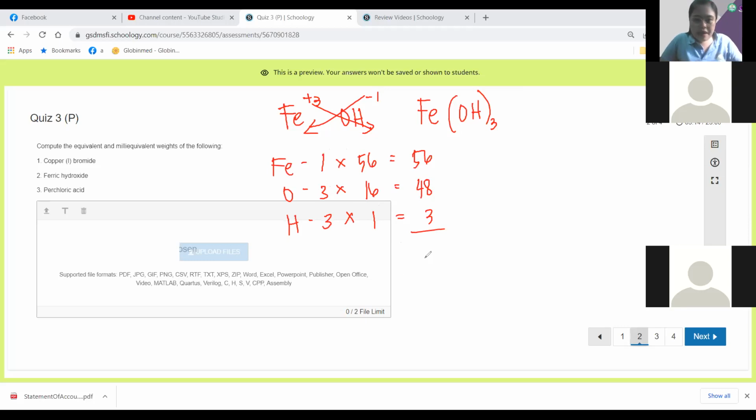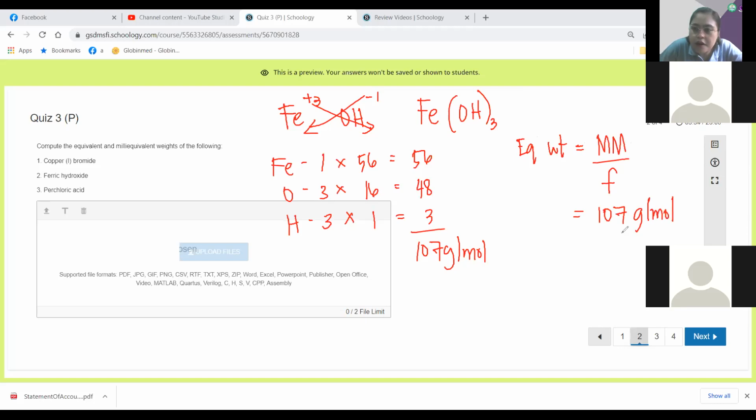But this is 107 grams per mole. I hope you got the correct answer here for the molar mass, because if you are already wrong with the molar mass, everything will be wrong also. Equivalent weight is equal to molar mass divided by F. So this is 107 grams per mole.